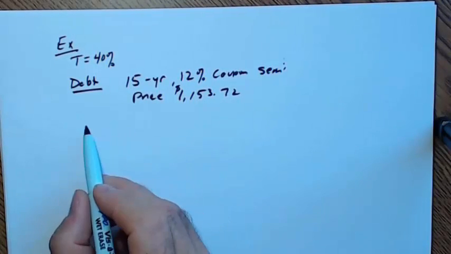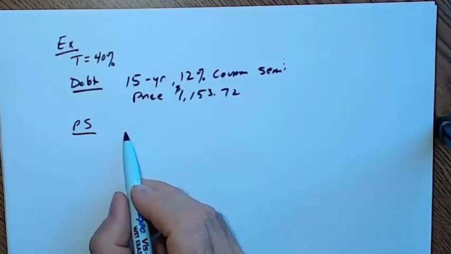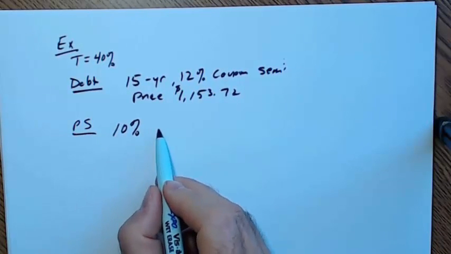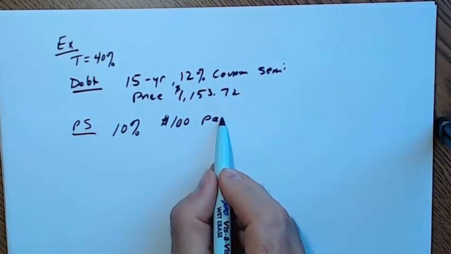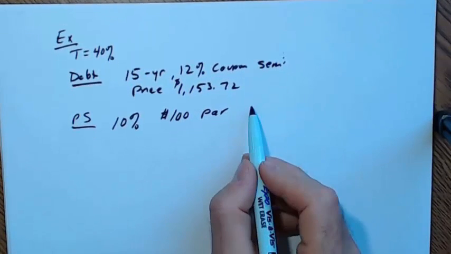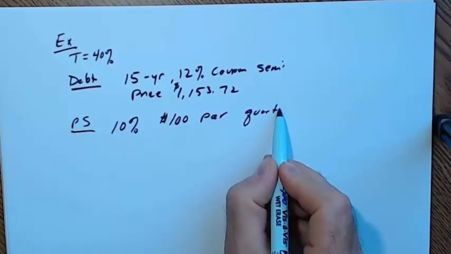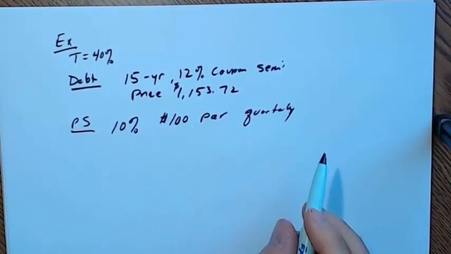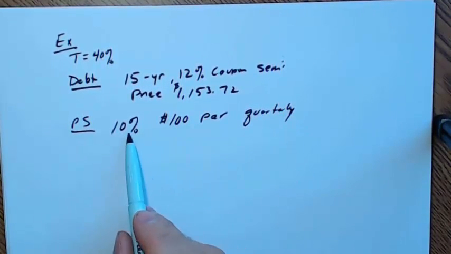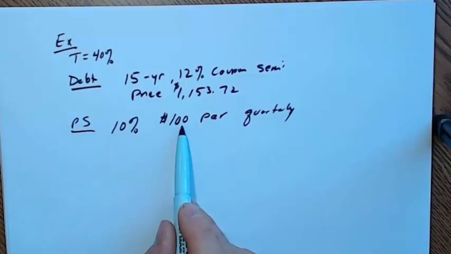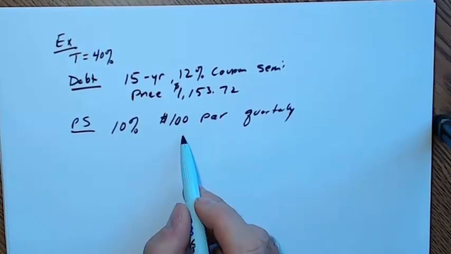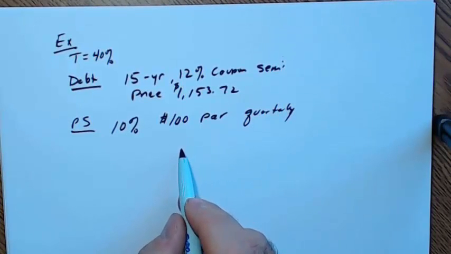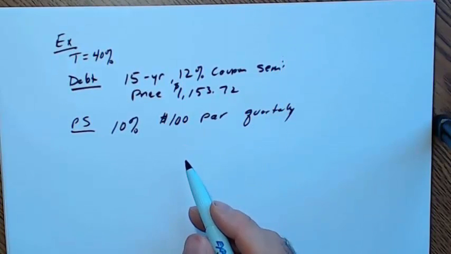Now, we look at preferred stock, and preferred stock has a 10% dividend. They have a par value of $100. Okay, dividends are quarterly, so that's $2.50. So that's $10 a year, $2.50 per quarter. It's perpetual preferred stock, meaning it lasts forever, just like a common stock in a sense.